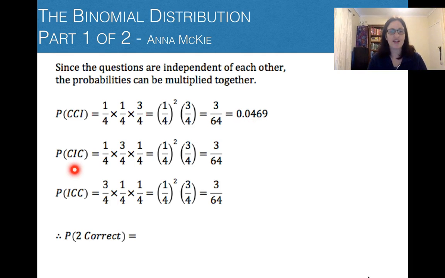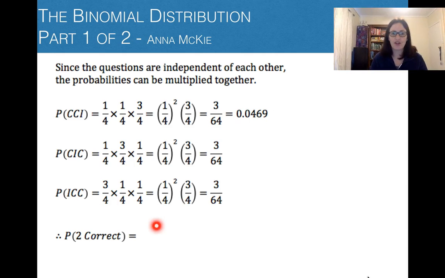The second way of getting 2 correct is with the incorrect one in the middle. So as we can see here, that 3 on 4 is now the middle term. But when you multiply things together, you can shuffle around the order and it's still arithmetically accurate. And so this is the same mathematically as the one above, because these questions are all independent of each other. And then the third way is the incorrect one comes first, but arithmetically that's the same combination, same order here, and here's our answer. So as you can see, there are 3 of those, 3 lots of 3 on 64.